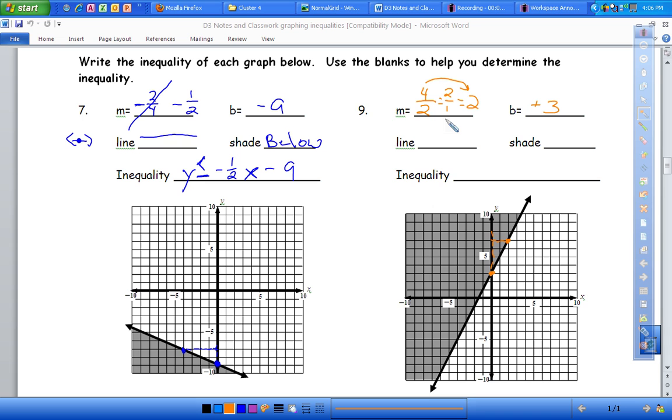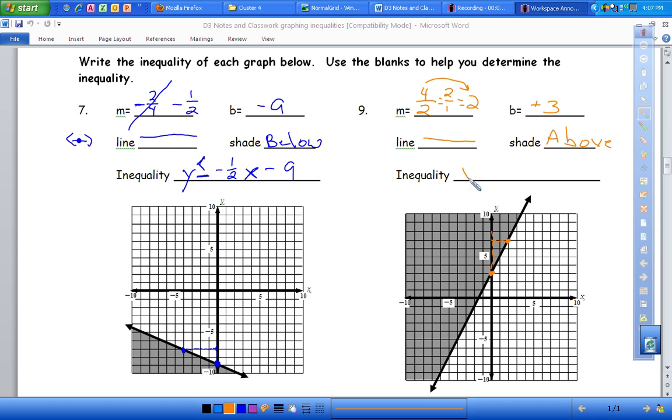What I do not want you to do is confuse things: you can't say that 4 over 2 is the same thing as 2 over 4. They are not. And if you are not sure, please use your calculator so that you know the difference and can be sure. Don't make mistakes like that. All right, and down here again I have a solid line, so I know that's going to involve an equal sign, and all of this stuff is shaded above the line. And that's all the information I need to construct the inequality.